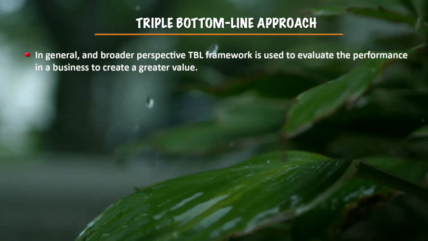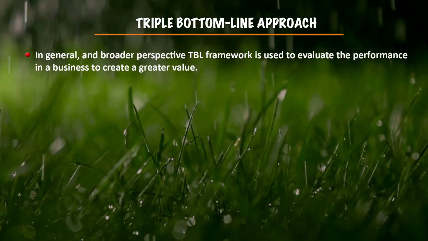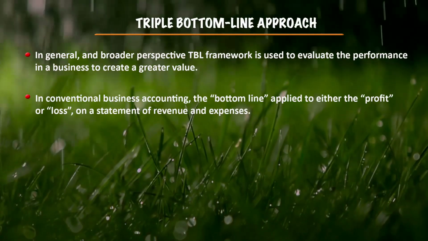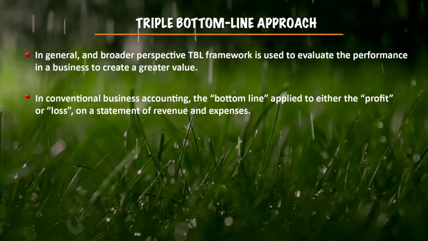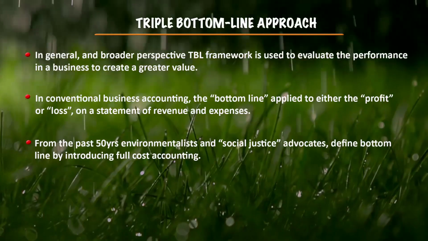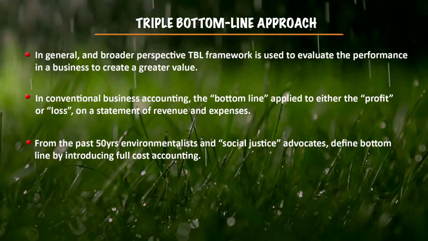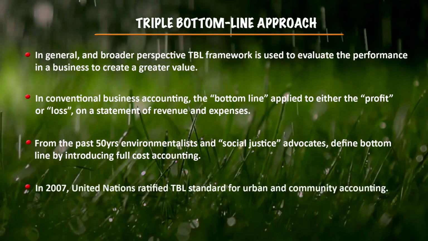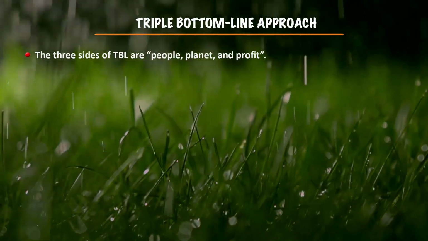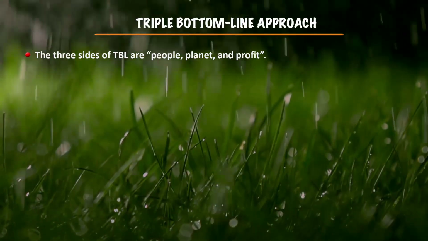In a general and broader perspective, this triple bottom line framework is used to evaluate the performance of a business to create greater value. In conventional business accounting, the bottom line is applied to either the profit or loss on a statement of revenue and expenses. Over the past 50 years, environmentalists and social justice advocates defined this bottom line by introducing full cost accounting. In 2007, the United Nations ratified the TBL standard for urban and community accounting. The 3 sides of TBL are people, planet and profit. Again 3 P's are there.